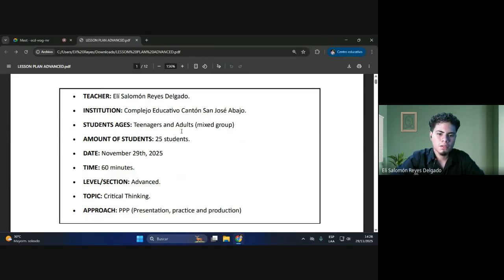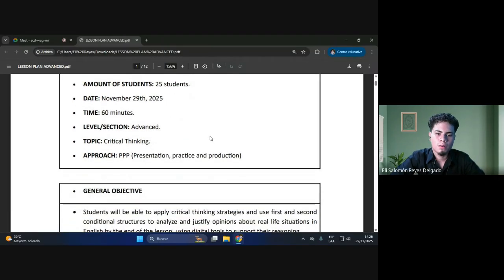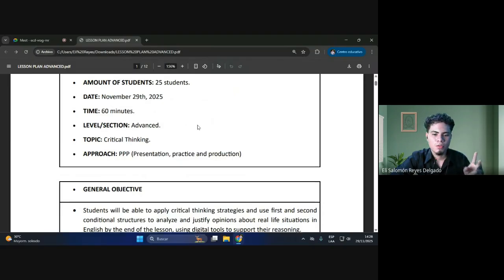The students' age is teenagers and adults. This is a mixed group, 25 students, and the due date to deliver this homework is November 29th. The time designed for this class is 60 minutes, the level or section is advanced level, the topic is critical thinking, and the approach is PPP: presentation, practice, and production.